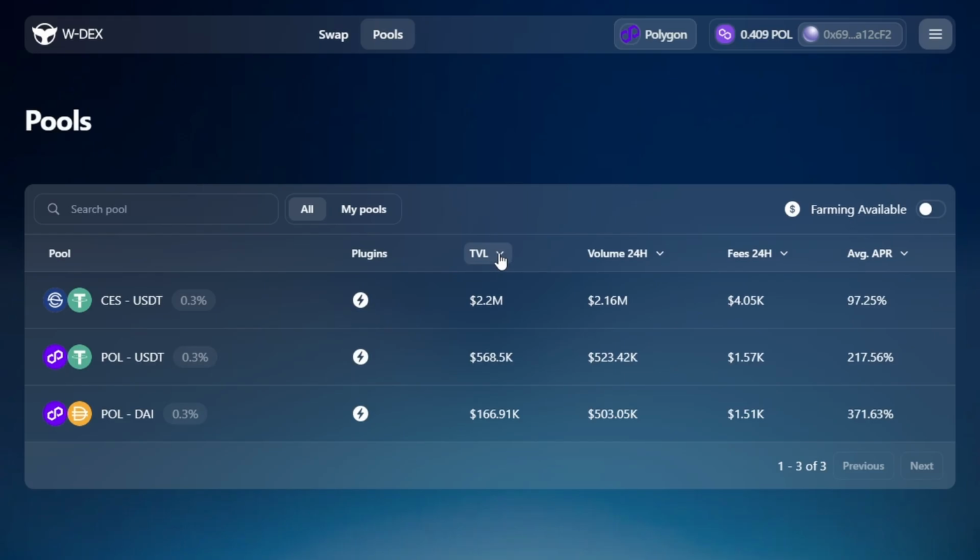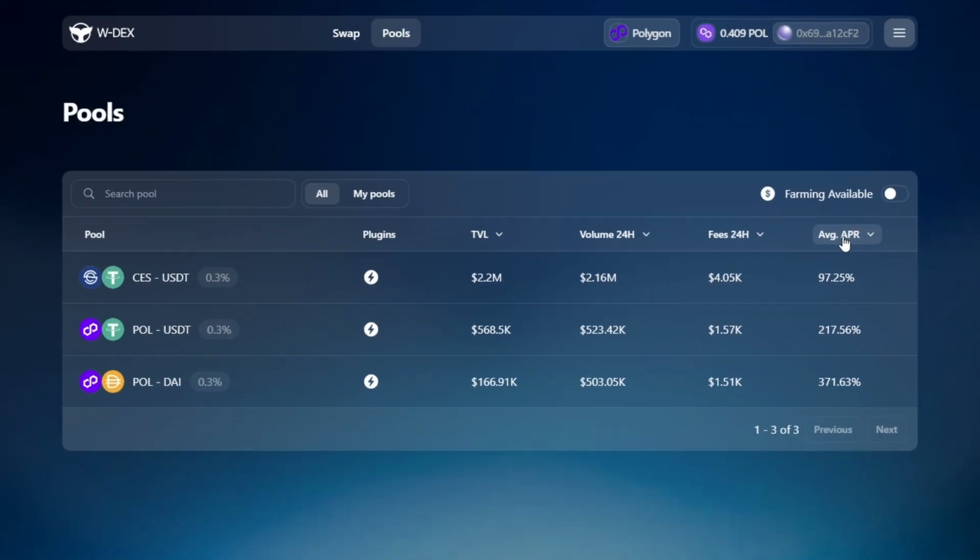TVL is the total dollar value of all funds locked in the pool by users. 24-hour trading volume shows how active the pool is. For simplicity, this is calculated from midnight to the end of the current day. Fees earned is the total amount of fees the pool has collected in the past 24 hours. These fees are distributed among all liquidity providers in proportion to their share of the pool. Annual percentage yield is the estimated annual return, expressed as a percentage. It's based only on trading fees.